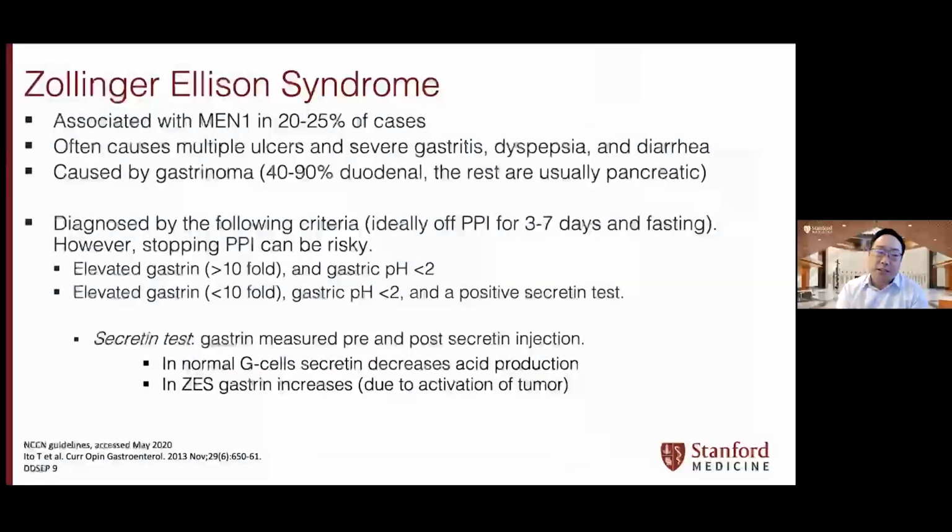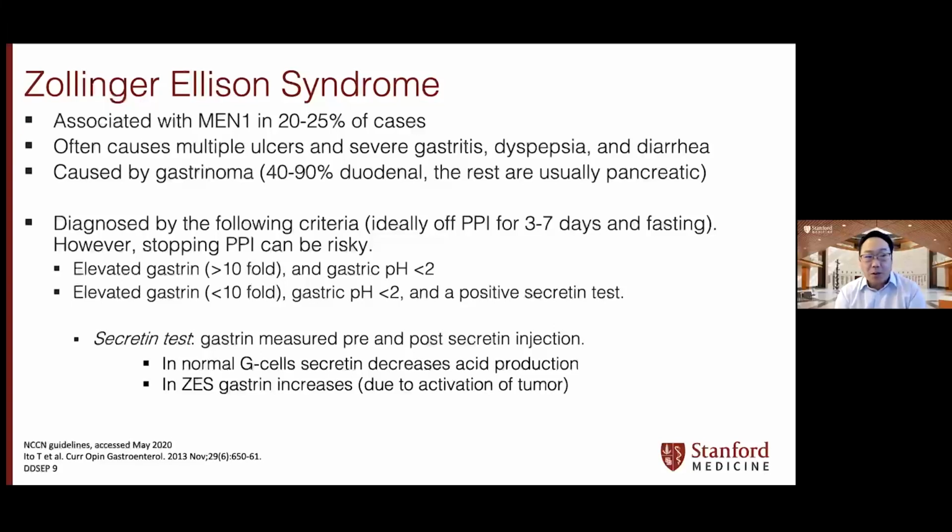So just quickly, again, Zollinger-Ellison syndrome, this is a popular topic for boards. It's associated with MEN1 in 20 to 25% of cases. It often causes multiple ulcers with severe gastritis, and it should be noted that the ulcers extend into the duodenum. And then they also have the symptoms of dyspepsia and oftentimes diarrhea because of all the acid. It's caused by a gastrinoma. Most of the gastrinomas are in the duodenal region, and then the rest are in the pancreas.